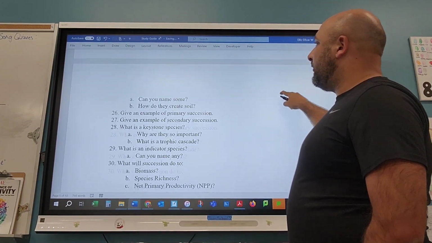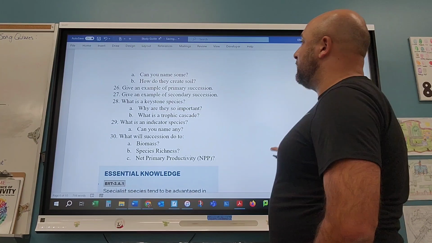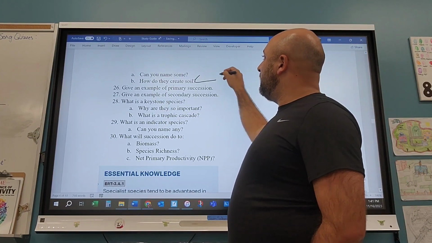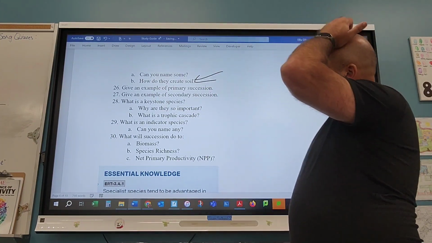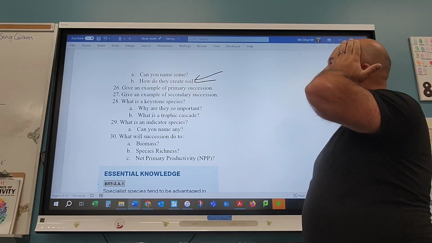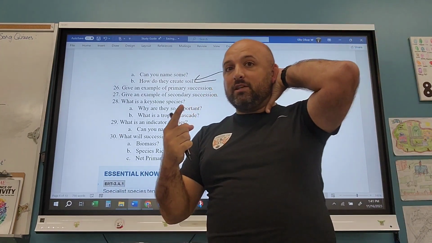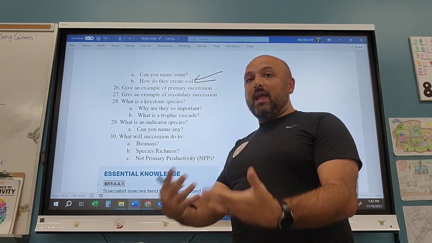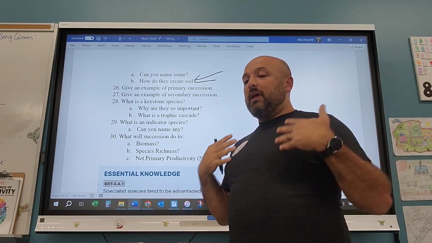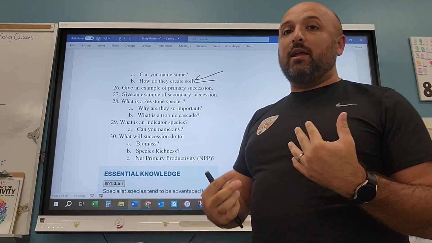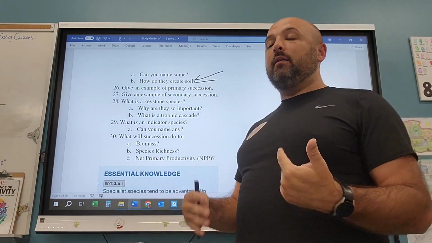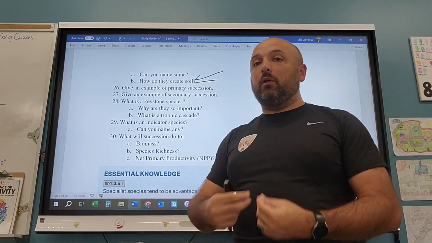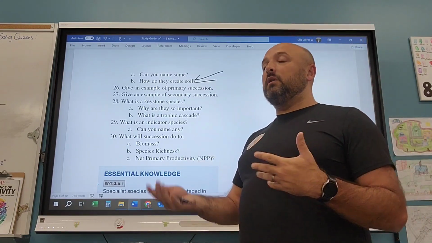Can you name some? I think we talked about that. How do they create soil? Okay, in primary succession, how do we create soil? First, the pioneer species have to land. When pioneer species land, we're talking about moss, we're talking about lichen. They're excreting acids out of their bodies. So the acid hits the rock, breaks the rock down, and then the lichen, or the moss, will soak up all those nutrients and use it to live and grow.